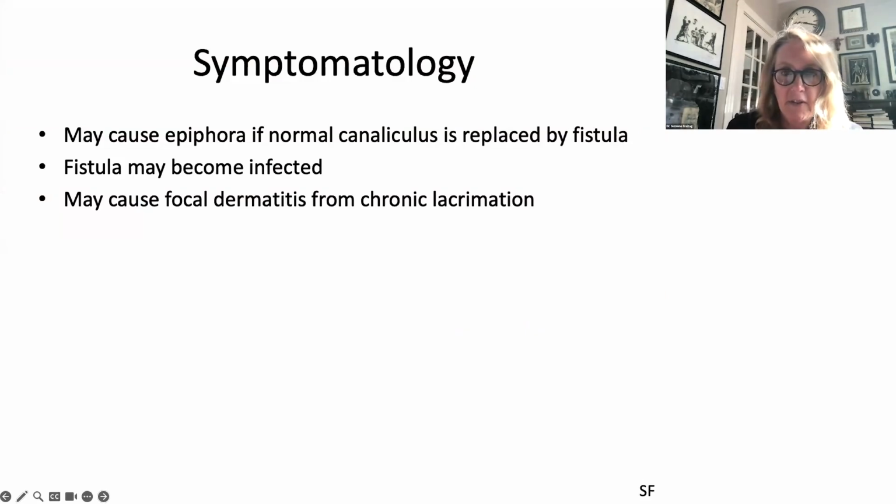If they're connected to the system, they can result in epiphora. The fistula can become infected, and it can cause focal dermatitis from chronic lacrimation. I've had a patient who collected a bit of keratin in these and caused some itching and irritation. Next.